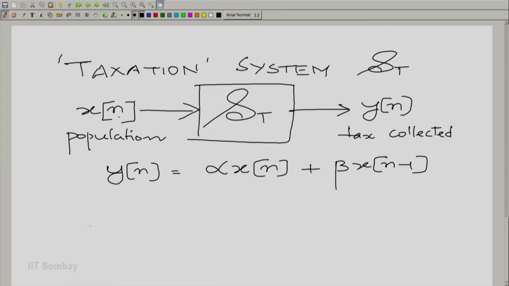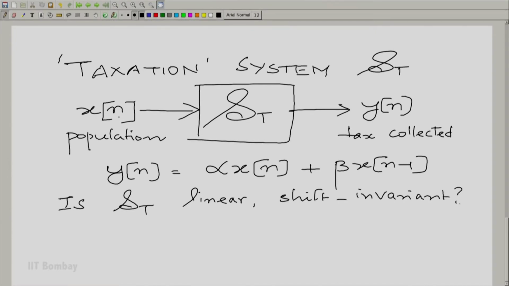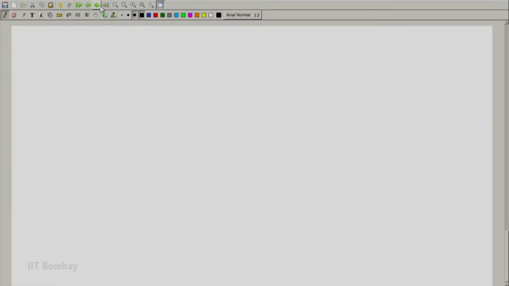And let us ask this question: is this system linear and shift invariant? Now, it is very easy to see that it is additive. We have already established that. You will recall that my student actually showed that the system is additive, already established. Let us quickly prove that it is homogeneous and shift invariant.